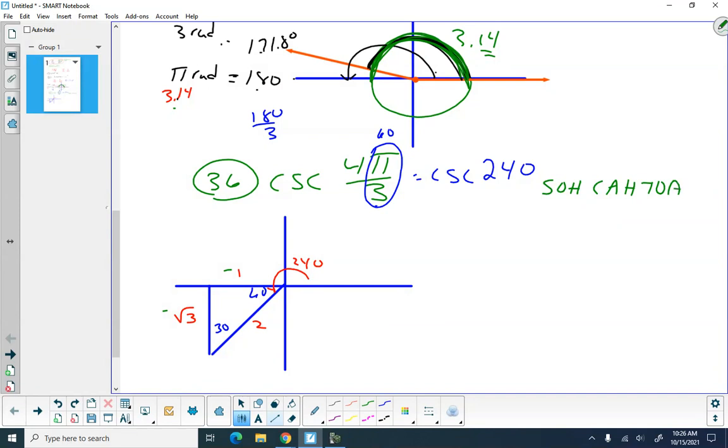Okay. The cosecant is the reciprocal to sine. Sine's opposite over hypotenuse, so we're going to flip that over. Janae, what do you come up with? 2 over negative square root of 3. Hypotenuse over opposite. And then we can rationalize by multiplying top and bottom by the square root of 3. So we have negative 2 square root of 3 over 3.